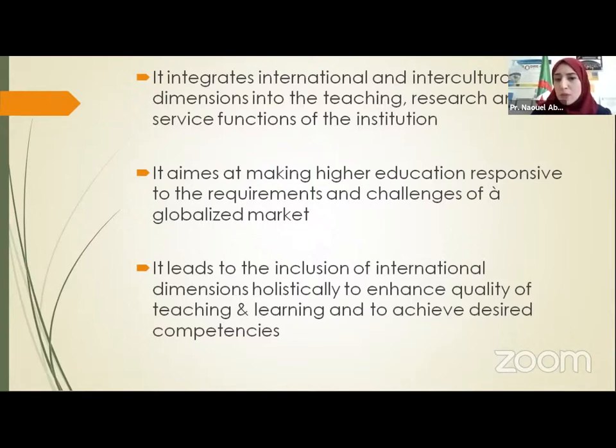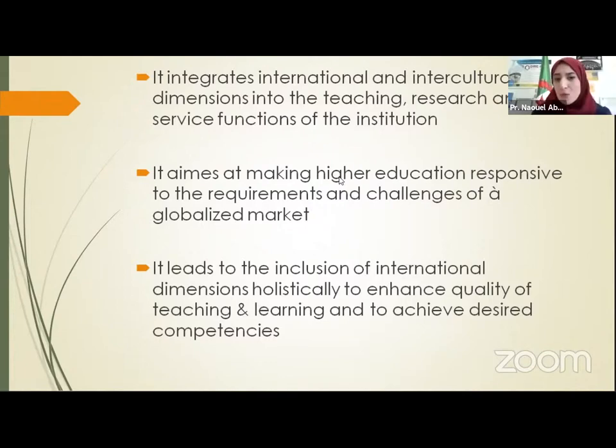When including all these dimensions and taking them into consideration to develop educational technology, this leads to the inclusion of international dimensions holistically and not as parts. We can look at them as one structure where the whole is more important than the sum of its parts. And this will help us enhance quality of teaching and learning and to achieve the desired competencies.